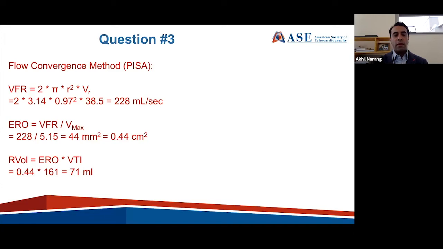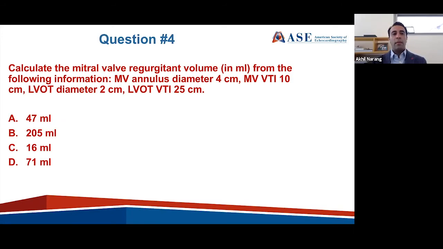This can be done with the mitral valve, the tricuspid valve, even the aortic valve. The PISA method can also be used to calculate the area of certain valves as well. Question number 4: please calculate the mitral valve regurgitant volume in milliliters from the following information. Mitral valve annular diameter 4 centimeters, MV VTI 10 centimeters, LVOT diameter 2 centimeters, and LVOT VTI 25 centimeters.